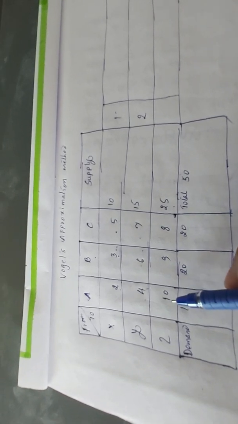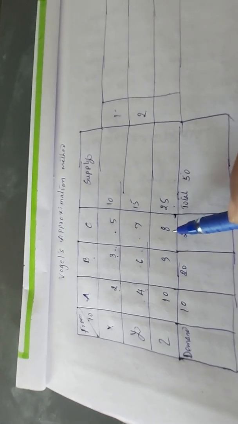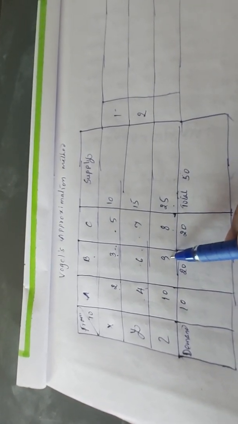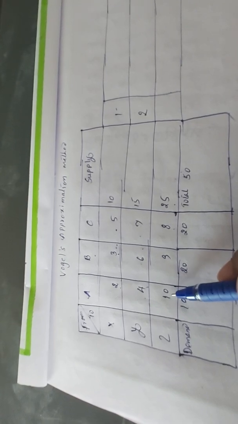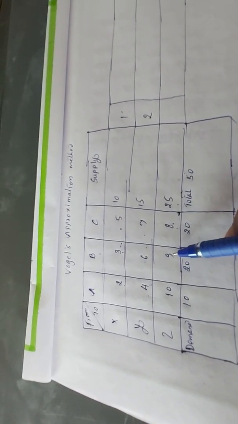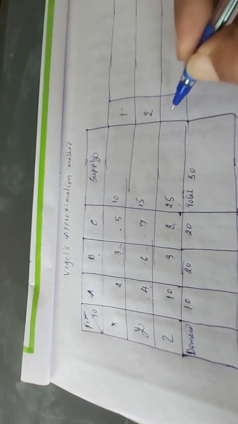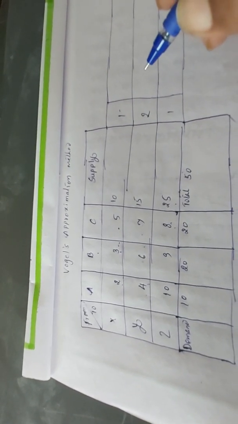Next, the third row: 10, 9, 8. Three numbers are there. In these three numbers, 8 is the first minimum, 9 is the second minimum, and 10 is the third minimum. We don't want the third minimum, only the first minimum and second minimum. First minimum 8, second minimum 9. 9 minus 8 is 1. This is the penalty. Then this is about row penalties.